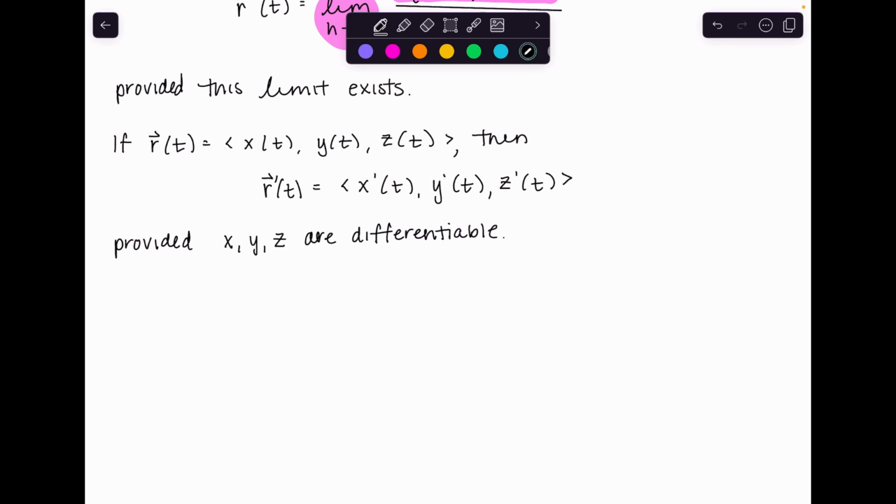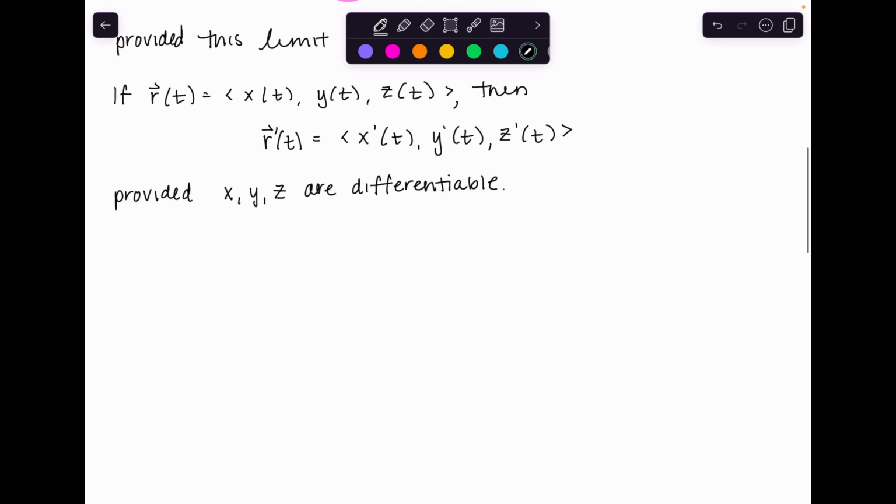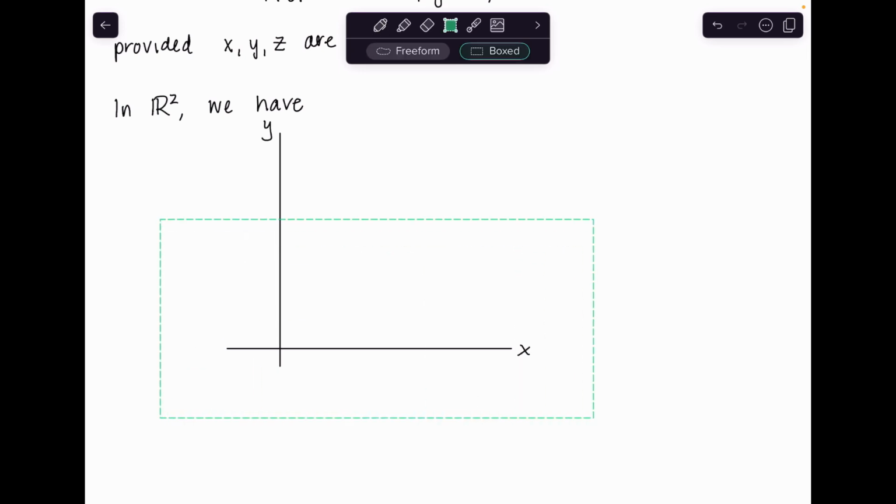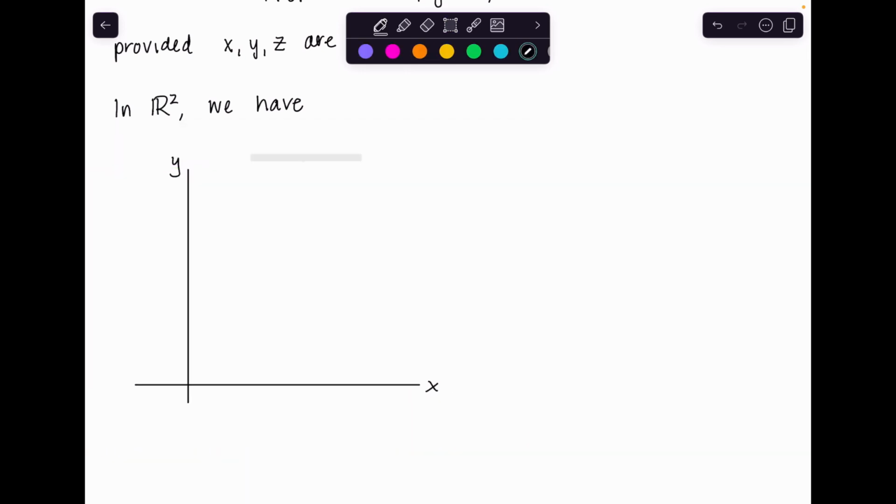So just to give you a visual as to what's going on here, you can see it's still representing the same concept. We're going to look at this in two dimension. So in R2, we have the following. So we've got our curve traced out here. I'm going to go ahead and move this over a tiny bit so I can write next to it. Now, I don't know what our curve looks like. Let's just say it does something like this. And let's say it's traced out in this orientation. So here is r of t.